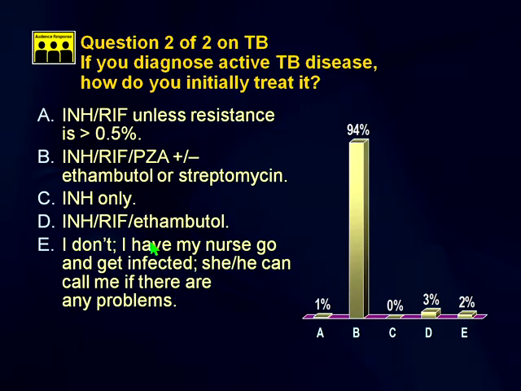Okay, so B, and actually this question's bad because D, maybe there, oh, that's right, you got to have PZA in there, never mind. So B is the right answer here. INH, rifampin, PZA is pretty much standard, and then you may or may not add a fourth drug for kids, depending on what your health department's doing. So B is the right answer here.